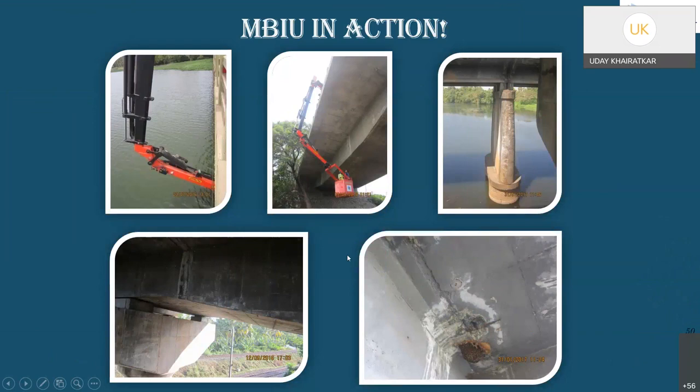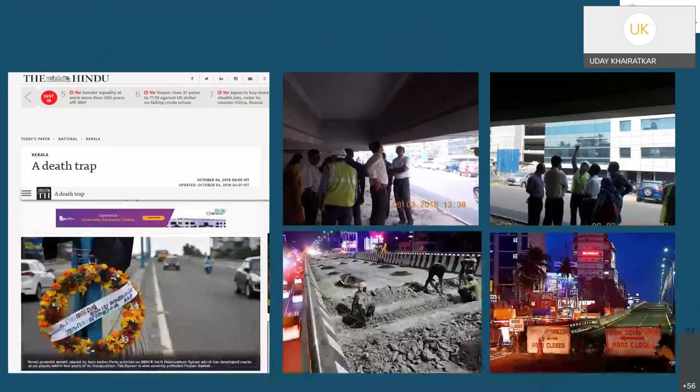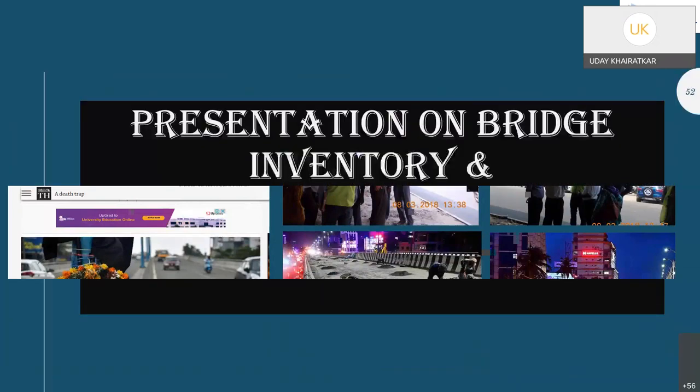This is a photograph of MBIU in action. Actually, I have shared maximum photographs because it is the best way of explaining things. There's a Pallavaram flyover in the city of Cochin, which was in terrible distress. Although the bridge was, I think, inaugurated somewhere in 2015 or 16, it had developed a lot of cracks, and we had highlighted those cracks. I'll share a video also, a separate presentation on this.